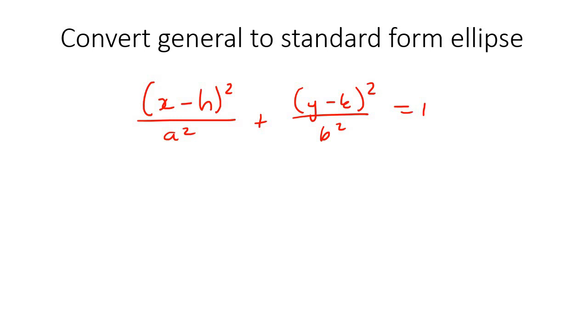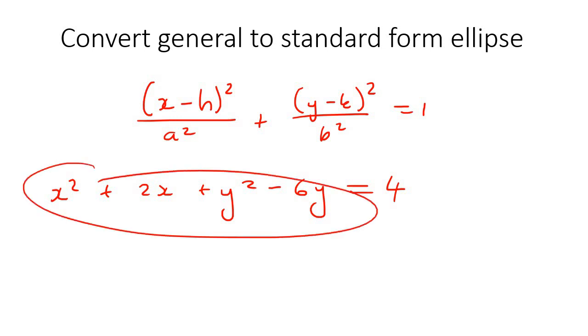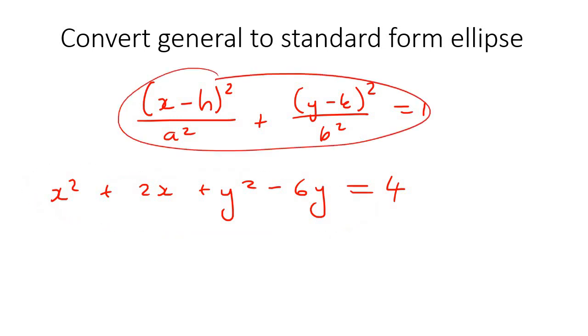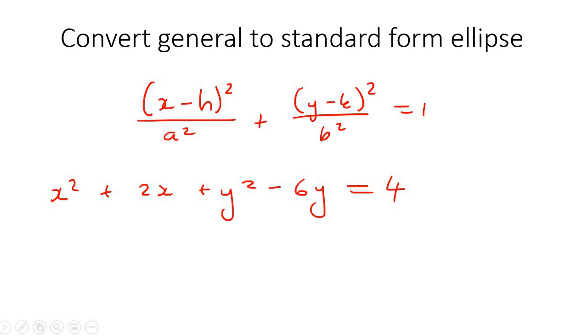What if you're given something that looks like x squared plus 2x plus y squared minus 6y is equal to 4? Your teachers maybe showed you something like that, and you have to know how to convert this over here into something that looks more like that. And that's what we're going to show you in this lesson. So let's start with our first example.